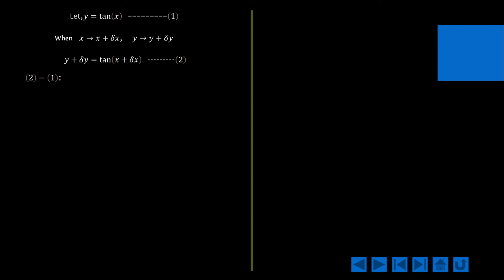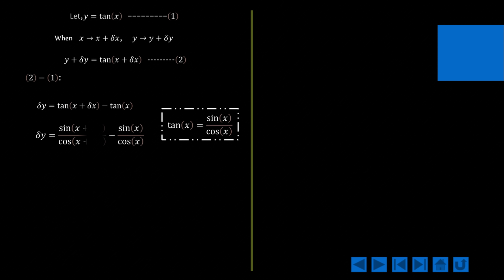Now let's subtract equation 1 from equation 2 to isolate our change in y, giving us delta y equals tangent of x plus delta x minus tangent of x. Next, we rewrite the tangent functions in terms of sine and cosine. Finding a common denominator allows us to combine these fractions into a single expression.